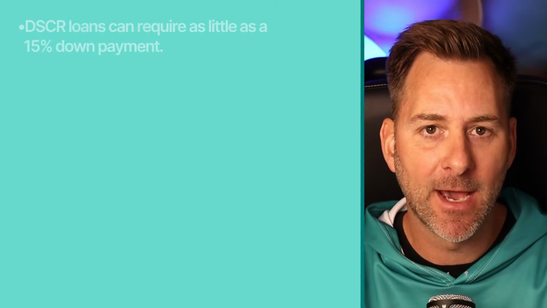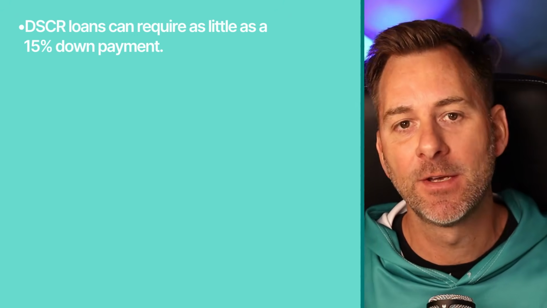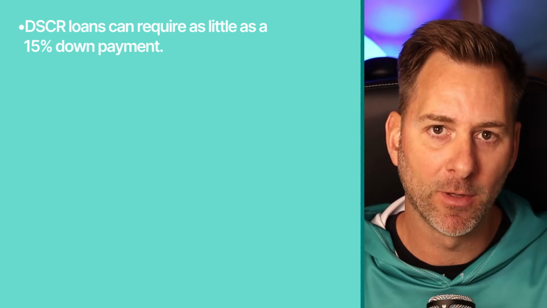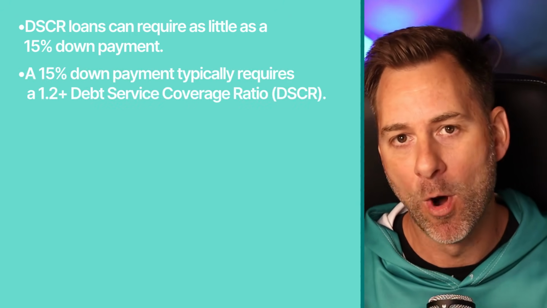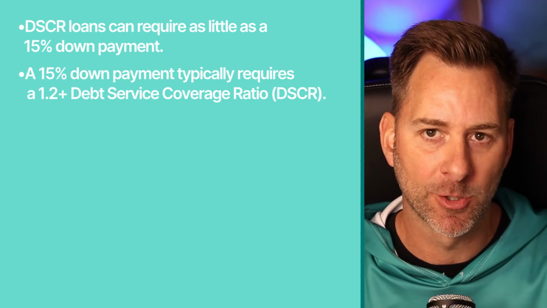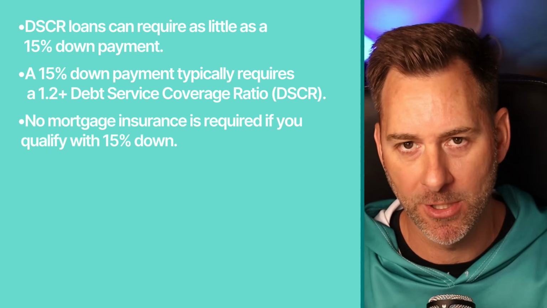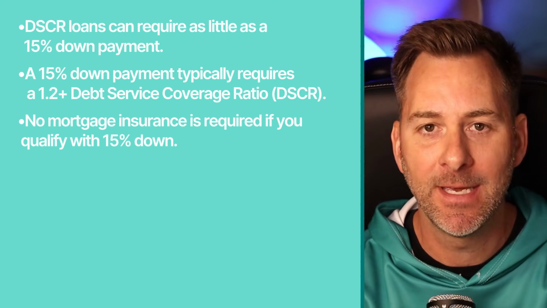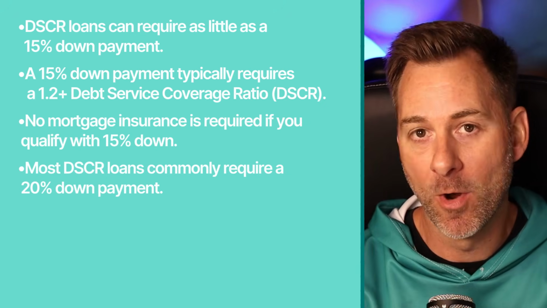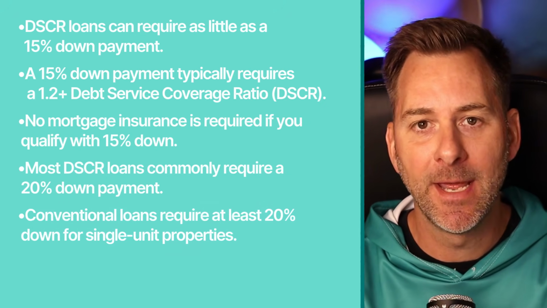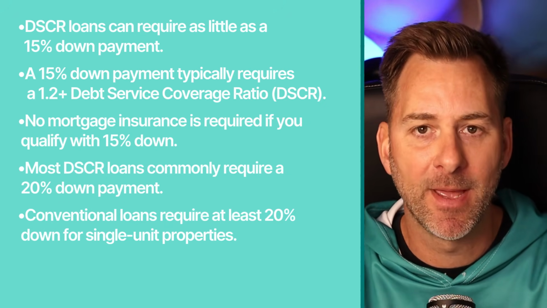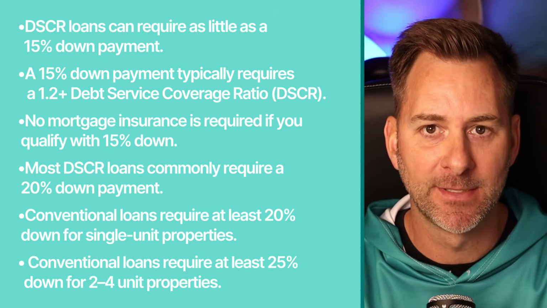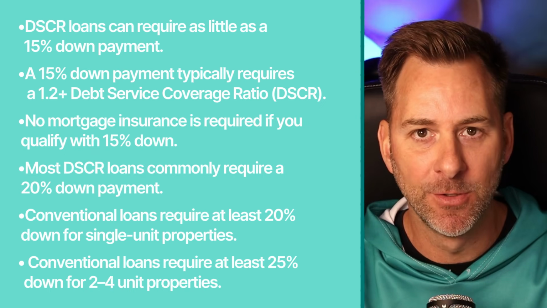And when it comes to the down payment, the DSCR loan does have the ability to go as low as a 15% down payment. Spoiler alert, you typically have to have a 1.2 debt coverage or greater. However, there is no mortgage insurance if you can qualify at the 15% down. Typically, it is a 20% down payment. Whereas with conventional loans, you need a minimum of a 20% down payment on a single unit property and a minimum of a 25% down payment on multi-units in the 2 to 4 space.